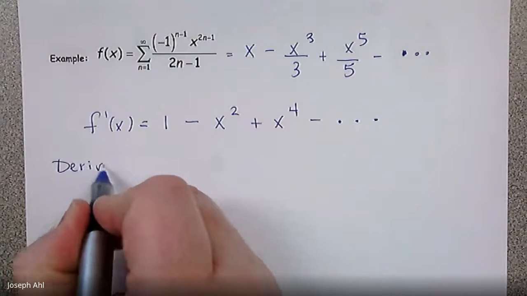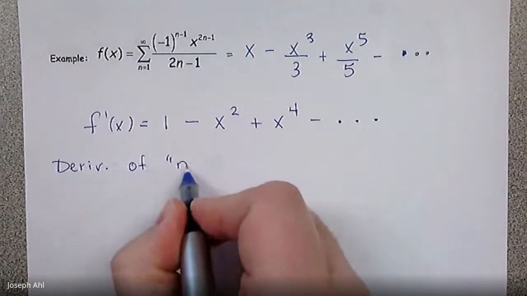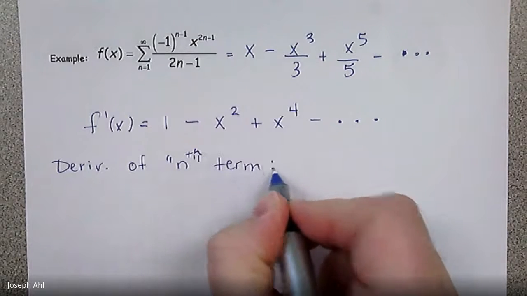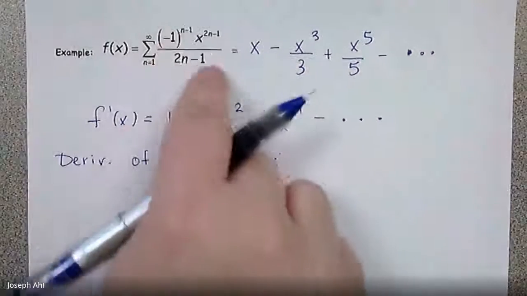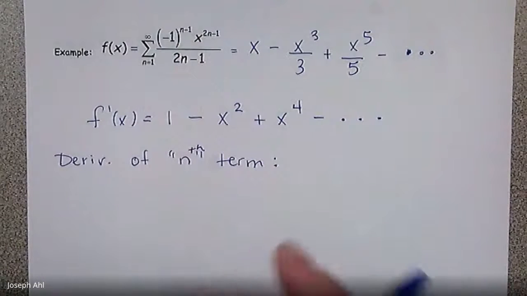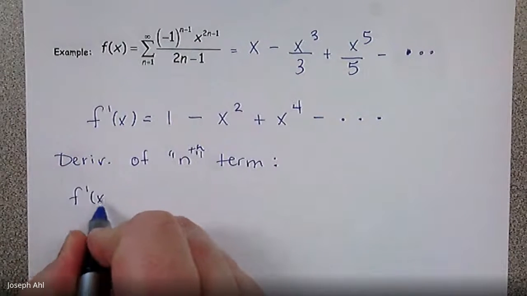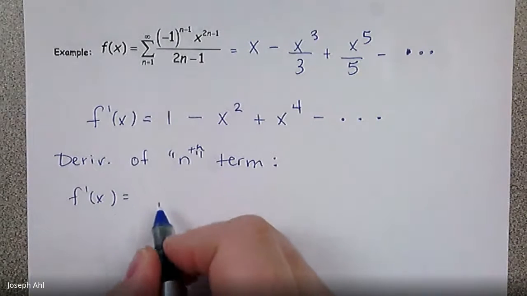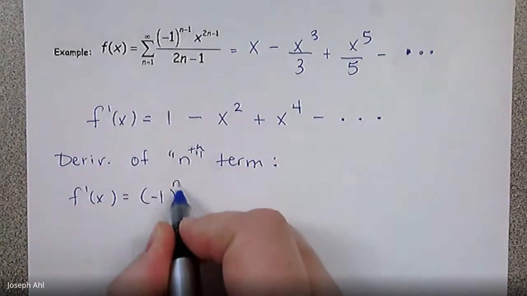So therefore, the derivative of the nth term would be the following. If this is the expression that represents the nth term, f prime of x would be negative 1 to the n minus 1.